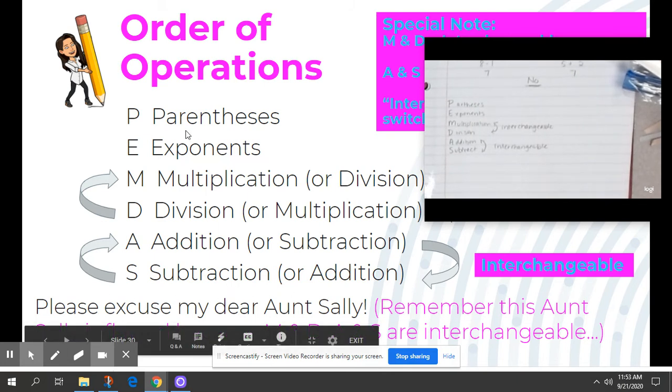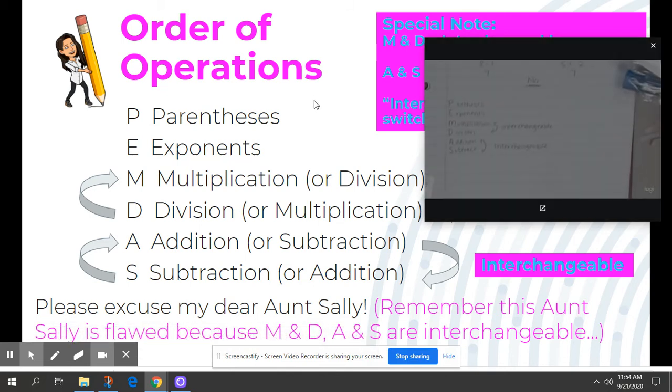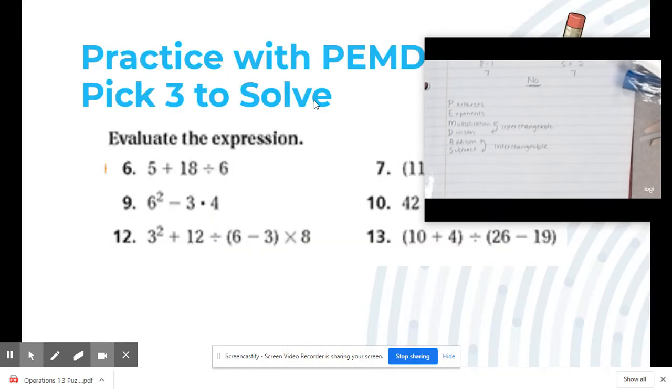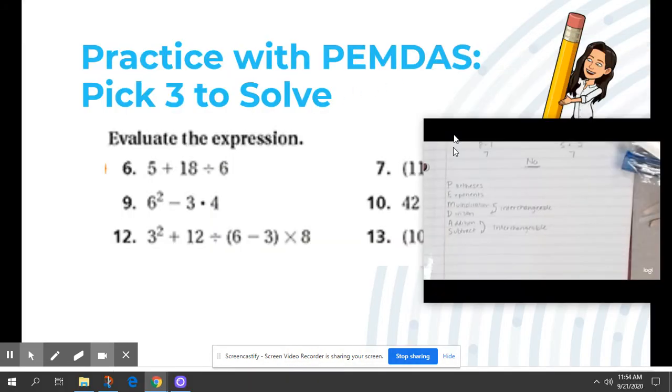I do like PEMDAS, this acronym, please excuse my dear Aunt Sally. It helps, but you have to realize this isn't perfect. Your aunt isn't perfect. Aunt Sally isn't perfect. You can change the order of subtraction, addition, same with multiplication and division. Our next slide is some practice problems. So I would love for you to practice on your own.